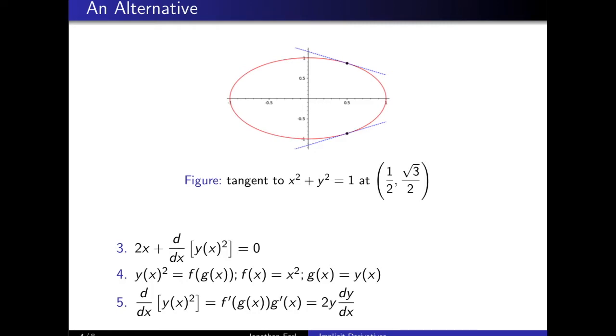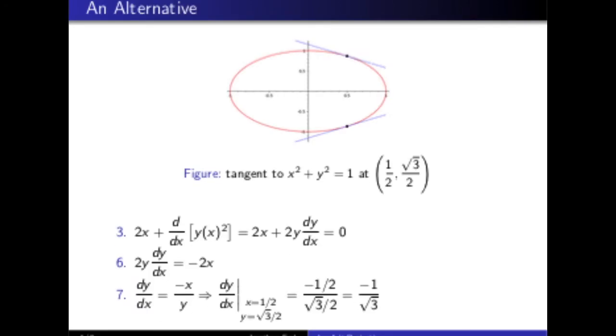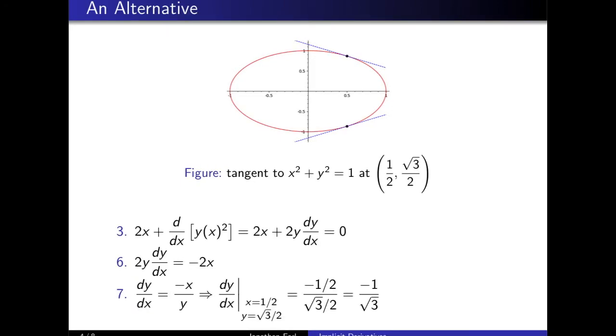And f prime is clearly 2x. So our f prime of g will give us 2y, and our g prime will give us a dy by dx. And what we're trying to find here is this dy by dx. Okay, so what we wind up with, based on step 3, is we get a 2x plus a 2y times dy by dx, and we want to solve for dy by dx.